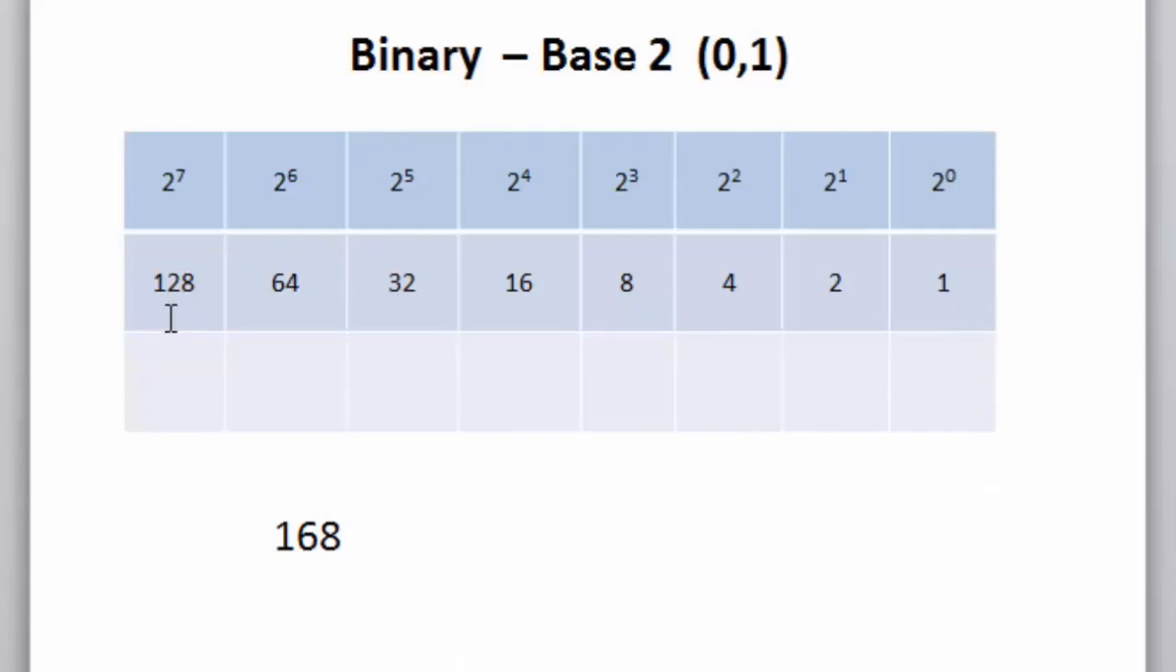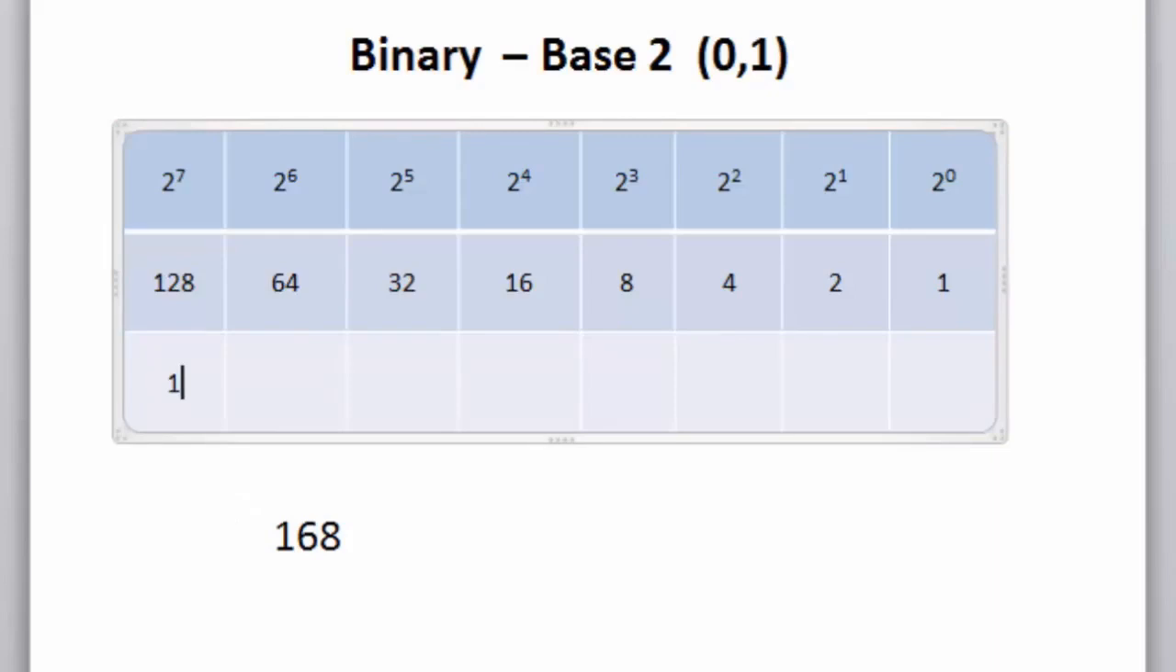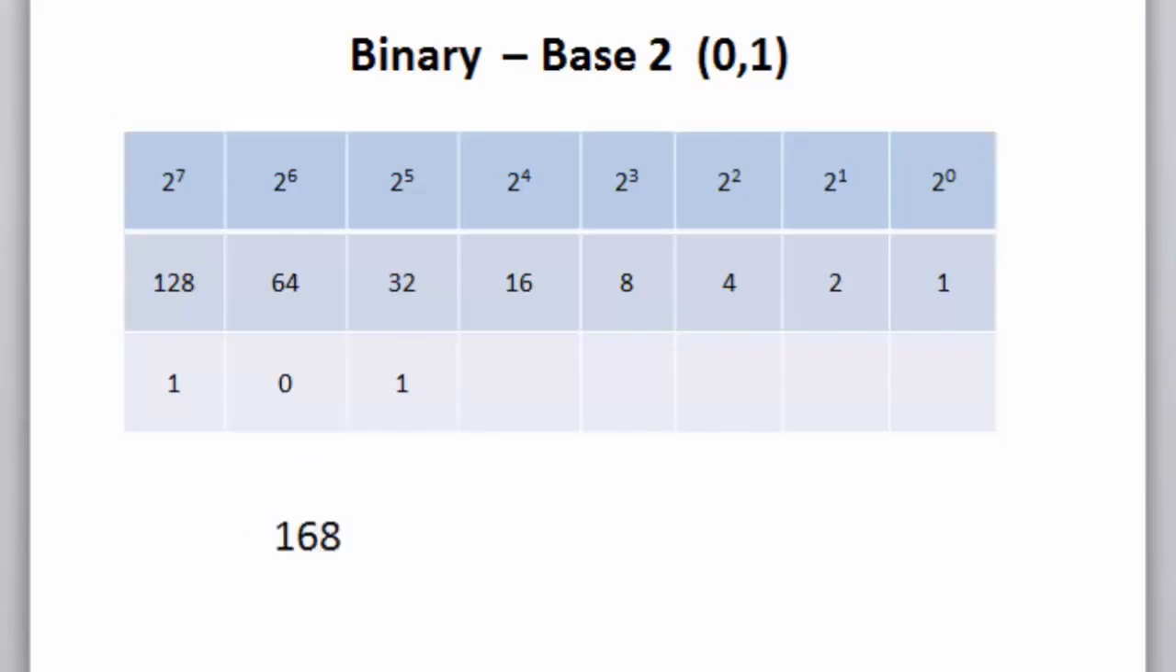So I'll go to the 128's place and ask myself, do I need 128 to reach 168? Yes, I do. So I'll put a 1 there. Now, do I need a 64? I already have a 128. If I add 64, I would get 192 because 128 plus 64 is 192. So the answer is no, so I put a 0. I still have 128 now. Now, do I need a 32? 128 plus 32 is 160, so yes, I could use a 1 here. Now I have 160. Do I need a 16? No, that would make 176, which would go over my target number of 168. I'll put a 0 here.